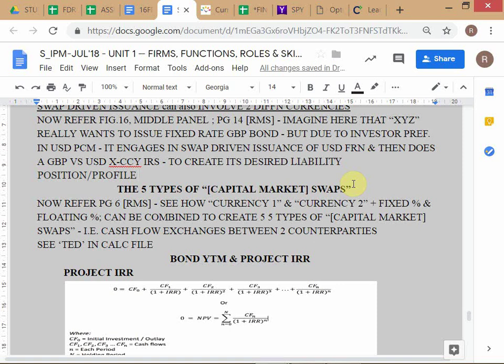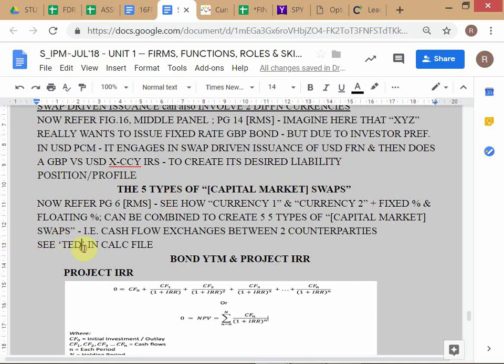Okay, if you go through it logically, because I've already covered 2 of the types of swaps with you. We have already covered the fixed floating IRS in one currency, and we have already covered the cross currency IRS with 2 currencies. Already 2 types have been covered. So we might as well logically go through and see the other 5 structures. Okay, so refer to page 6 RMS, but before that let's look at TED.